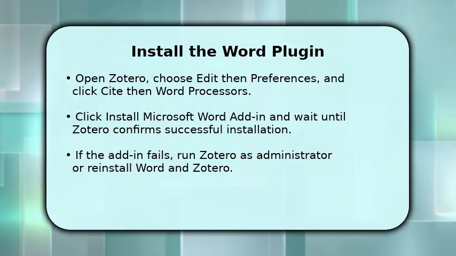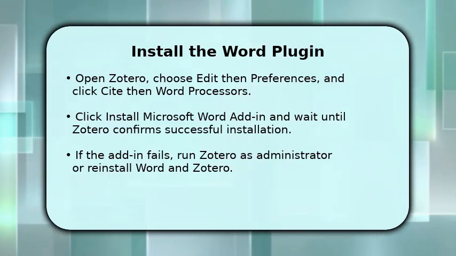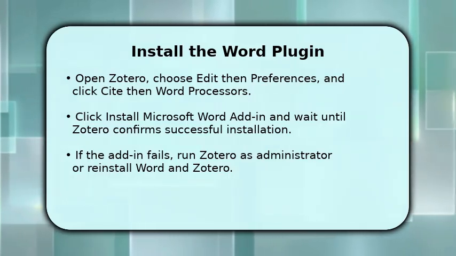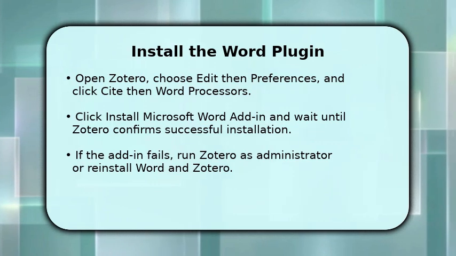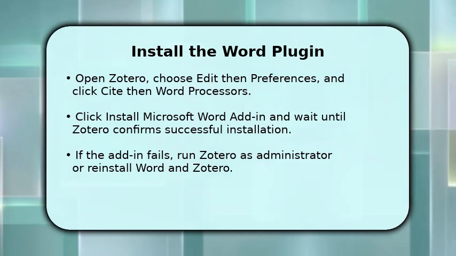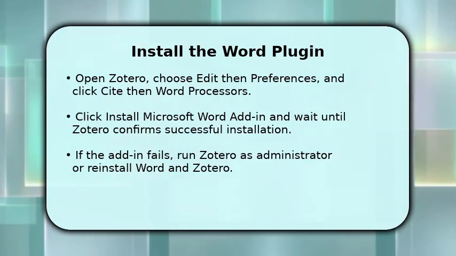On Mac, use Zotero Preferences, Site, and click Install Microsoft Word add-in as well. If installation fails, run Zotero as administrator on Windows or reinstall the plugin from the Zotero installer. Verify the toolbar appears in Word after restarting both applications.